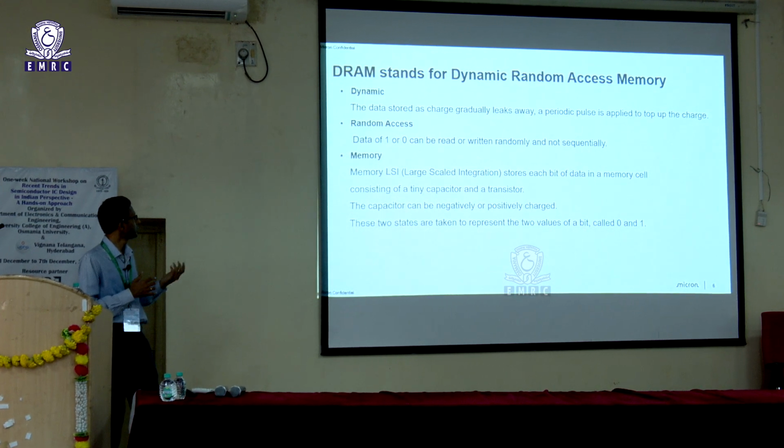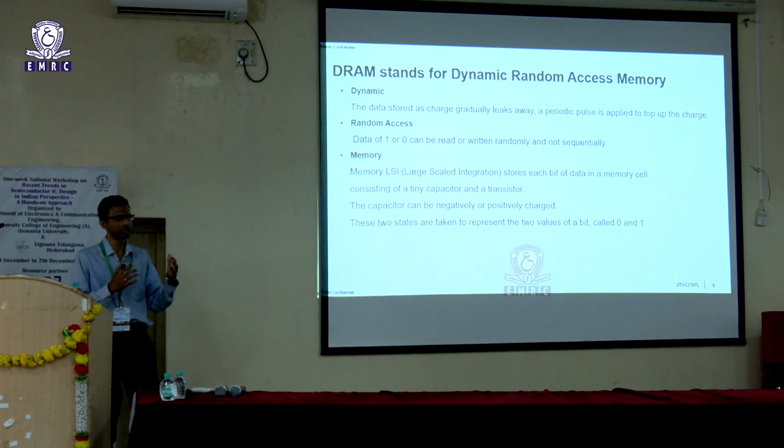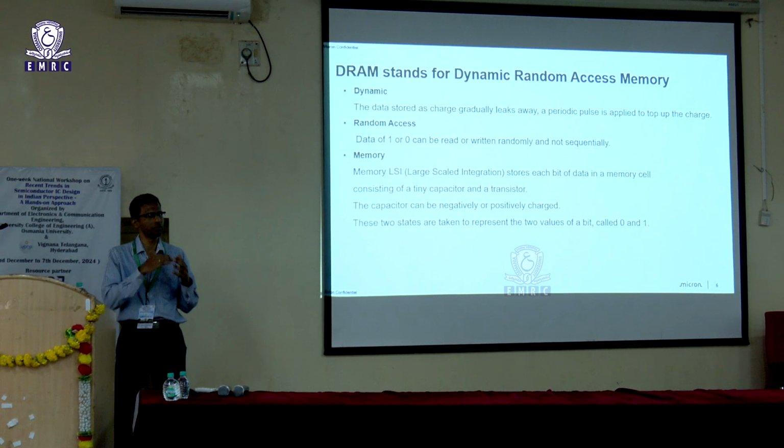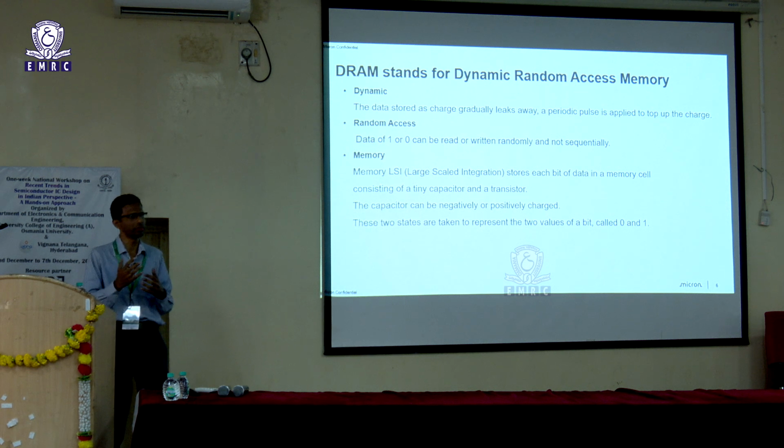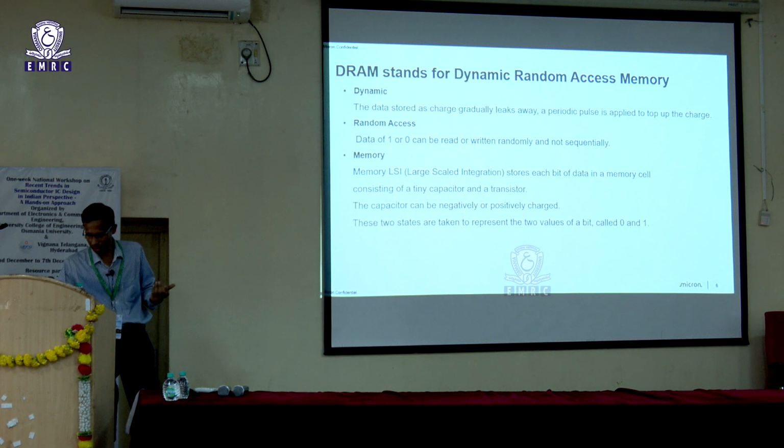Random access means you can access any portion of the memory array, from one particular bank or one particular row. If you have accessed something, you can access it from a completely different space. So that's why it's not sequential or ordered in that way. And of course, it's a large-scale memory that we are talking about here.